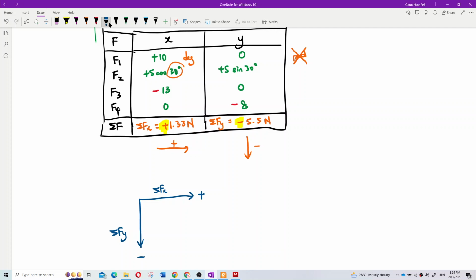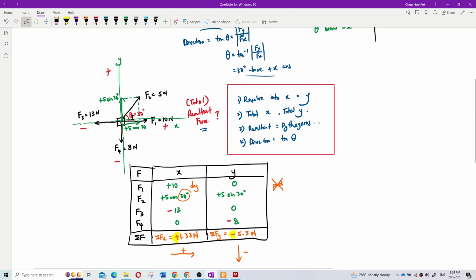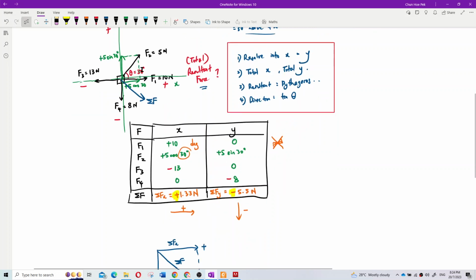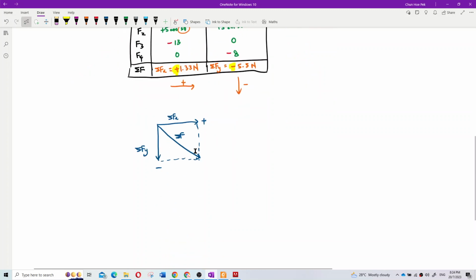So this is the resultant. This is the total force. The resultant force is in this direction, in the fourth quadrant. The total force is going this way. After combining all these four forces, we get this resultant force in this direction. Understand?